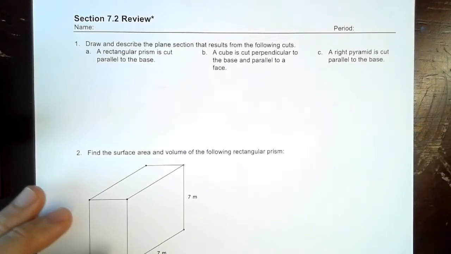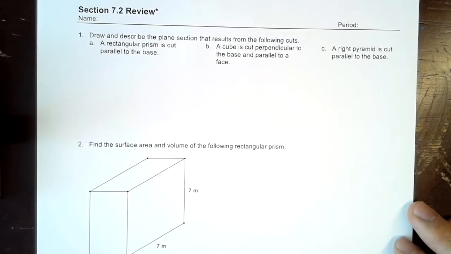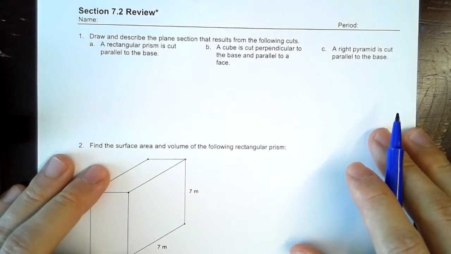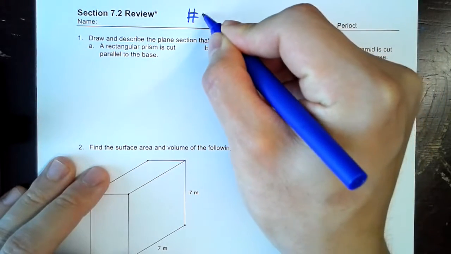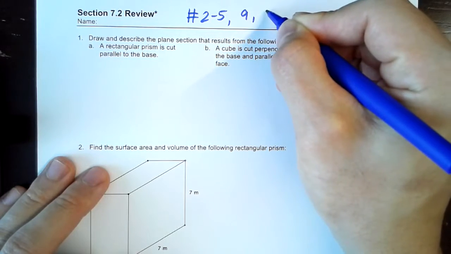Hello class. So today we are working on the 7.2 section review. We are not learning anything new today, and hopefully all of the things that we talk about sound familiar to you and is good practice for our upcoming Module 7 knowledge check. For this lesson, we will be doing just a few of the problems. We'll be doing numbers 2 through 5, 9, and 13.